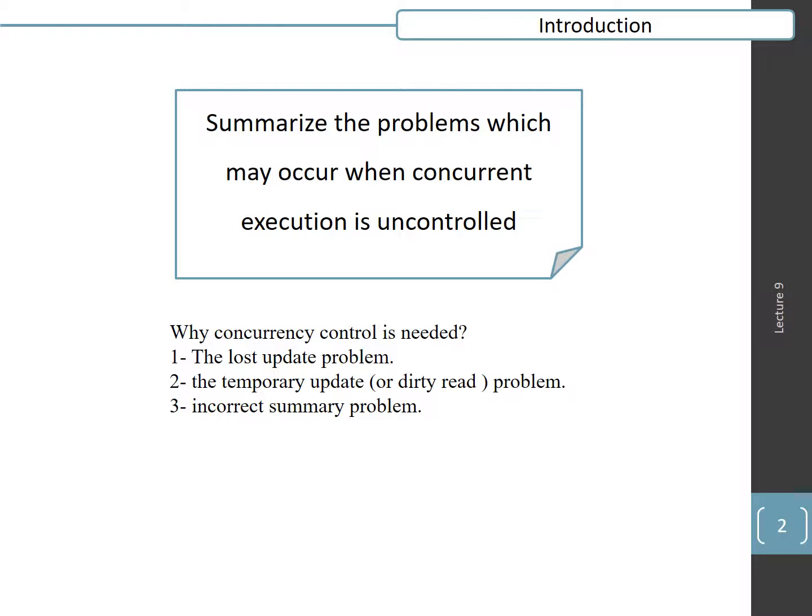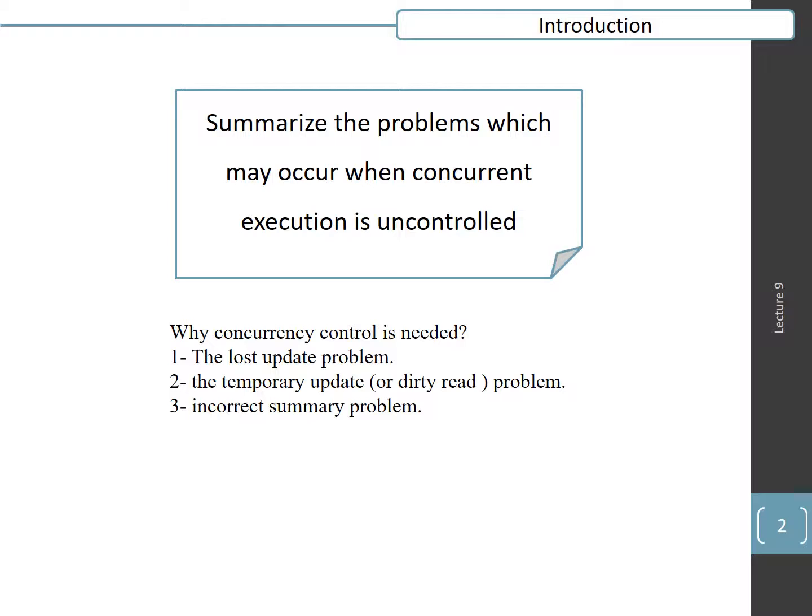We need concurrency control to solve these three problems. The first one is the loss of data problem. This problem occurs when two transactions access the same data item and have their operations interleaved in such a way that one transaction will access the data before the other one has applied any changes, which will result in an incorrect value of the data item.